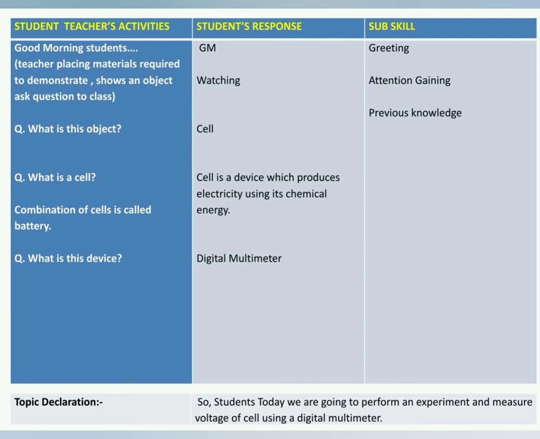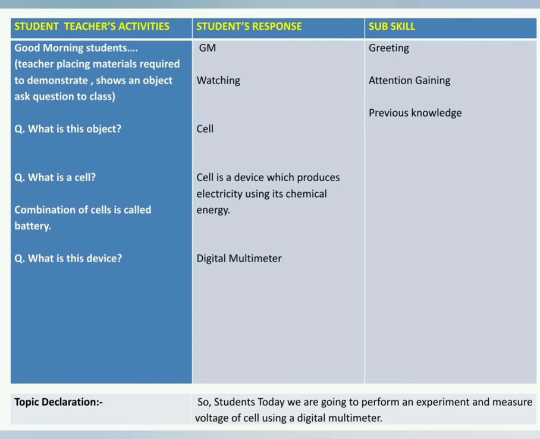This is an example. So a teacher will come in a class and he or she will greet the class and the class will respond. After that, since this is a demonstration skill, teacher is carrying some objects, some teaching aids, and on those teaching aids he or she may ask few questions to the class like what is this object, what is a cell, what is a battery, what is this device called, by showing a device, and at the end the topic declaration.